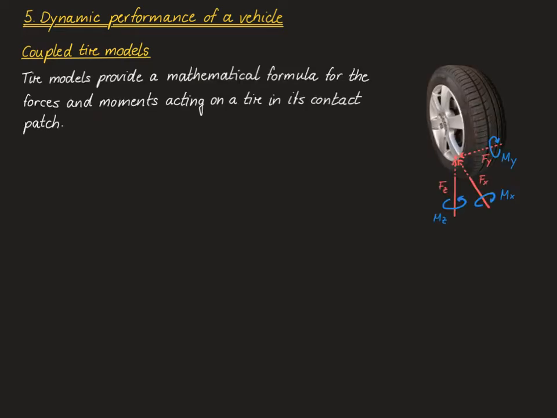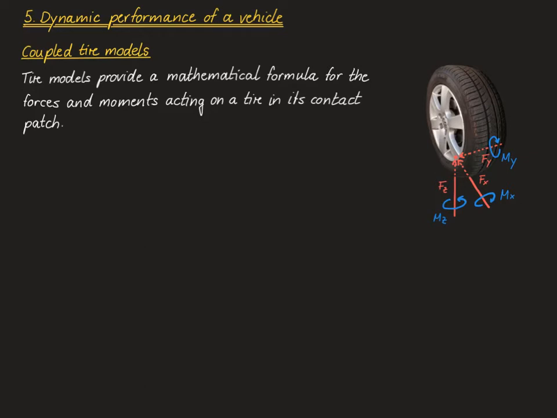Our next chapter is on the dynamic performance and the performance limits of a vehicle. And we start this chapter by looking at coupled tire models. Recall that the purpose of tire models is to provide a mathematical formula for the forces and moments acting on a tire in its contact patch.